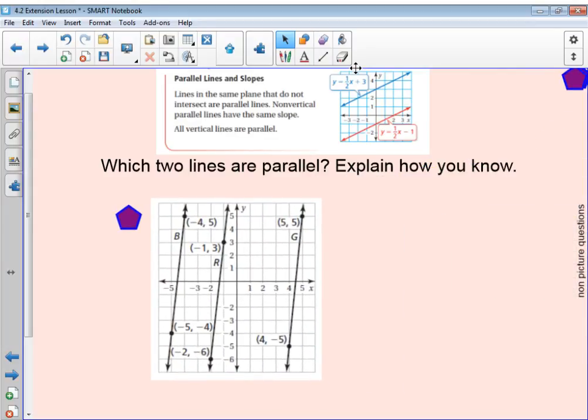All right, go ahead and pause your video and work your way through this one, identifying which two lines are parallel, and then be prepared to explain why you said they were parallel. Pause your video now and work your way through these.